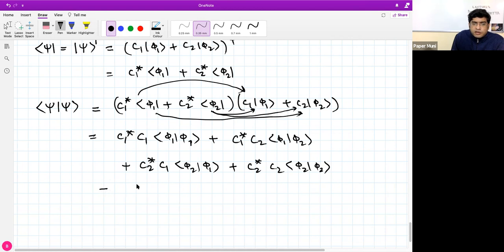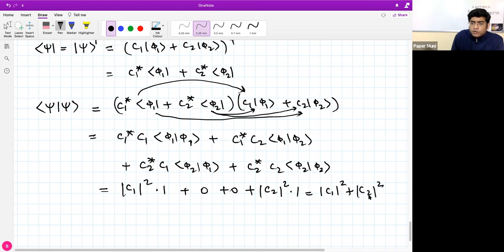So what is this term? This is z star z, so this is c1 mod square. Now this inner product is 1. Now the other terms are 0, because of the orthogonality condition. And then this is c2 mod square into 1. So basically what we arrive at is c1 mod square plus c2 mod square. This is the result.